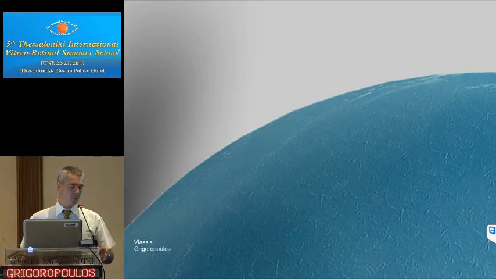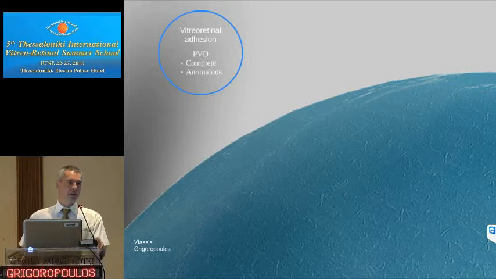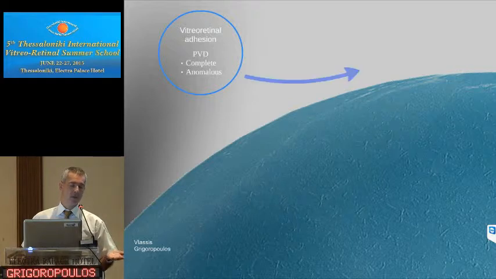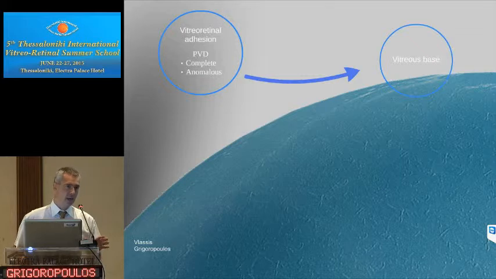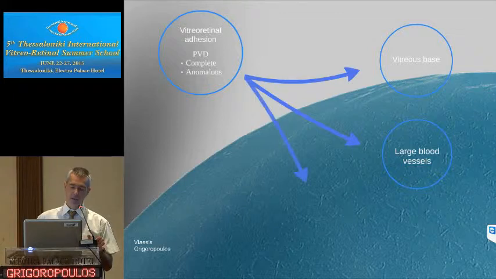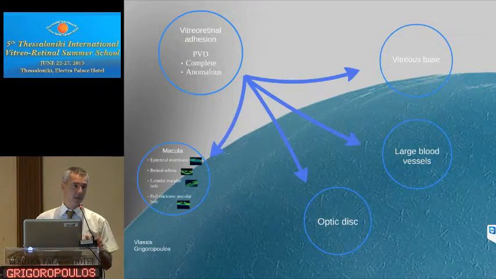Okay, so what we're talking about here is the adhesion, the connection of the vitreous on the retina, which is something that you know very well. We're born with the vitreous attached to the retina, and at some point in life, early in myopes, later in the rest of us, we get a posterior vitreous detachment. The vitreous detaches from the retina. That can be normal, a complete detachment, or it can be an anomalous detachment. And in the areas where it's more strongly attached, like the vitreous base, the large blood vessels, the optic disc, or the macula, it can create problems when this detachment is not normal.